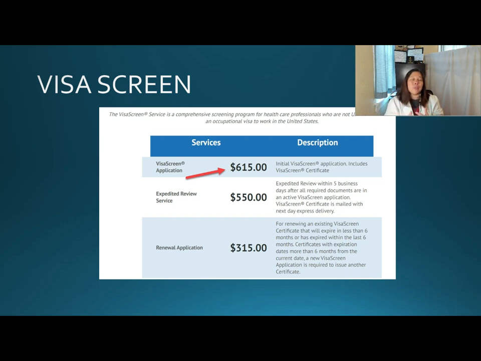And then we have the visa screen certificate, also known as the healthcare worker certificate. The visa screen certificate or healthcare worker certificate is not required by the state. It is required by the US immigration. So it is required for you to be granted a working visa or an immigrant visa. So it's for immigration purposes only.